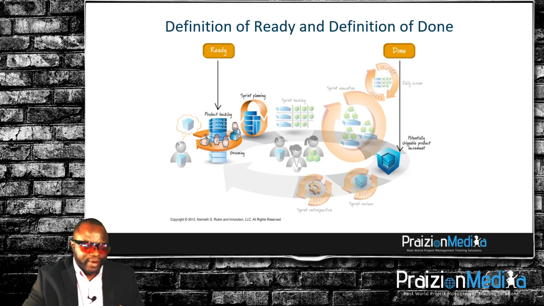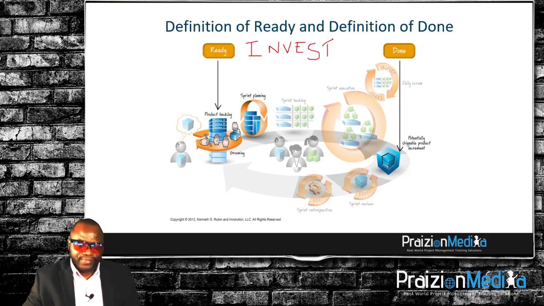And I'm just going to write down the INVEST acronym real quick here. INVEST means the story is independent, it's negotiable, it's valuable or vertical in value, it's estimable, it's small enough to fit within a sprint, and it's testable. And I go into this stuff in other videos, but the idea is, when you're going into the sprint, you want the user story to be ready so that you can begin working on it.